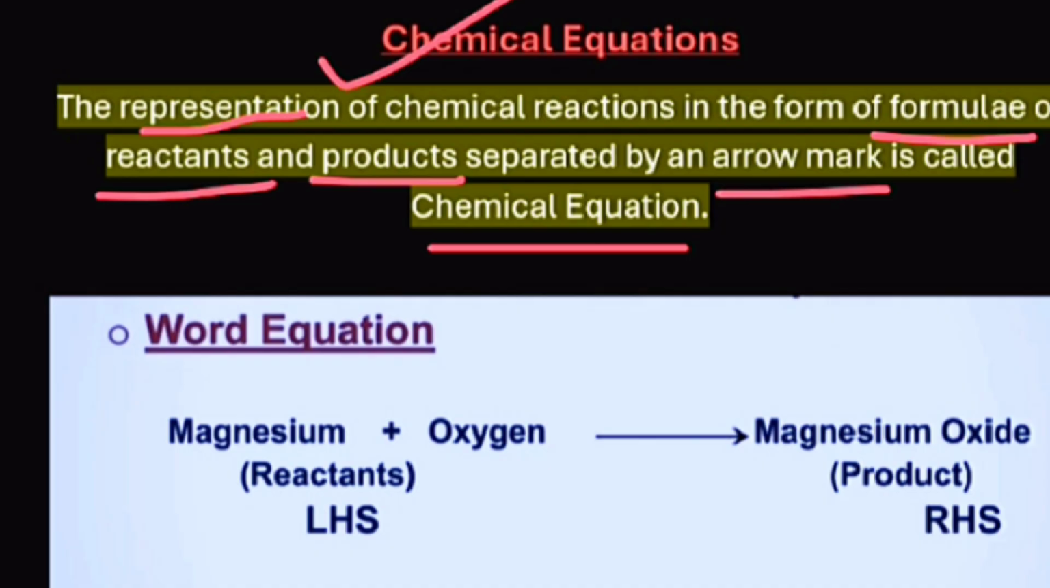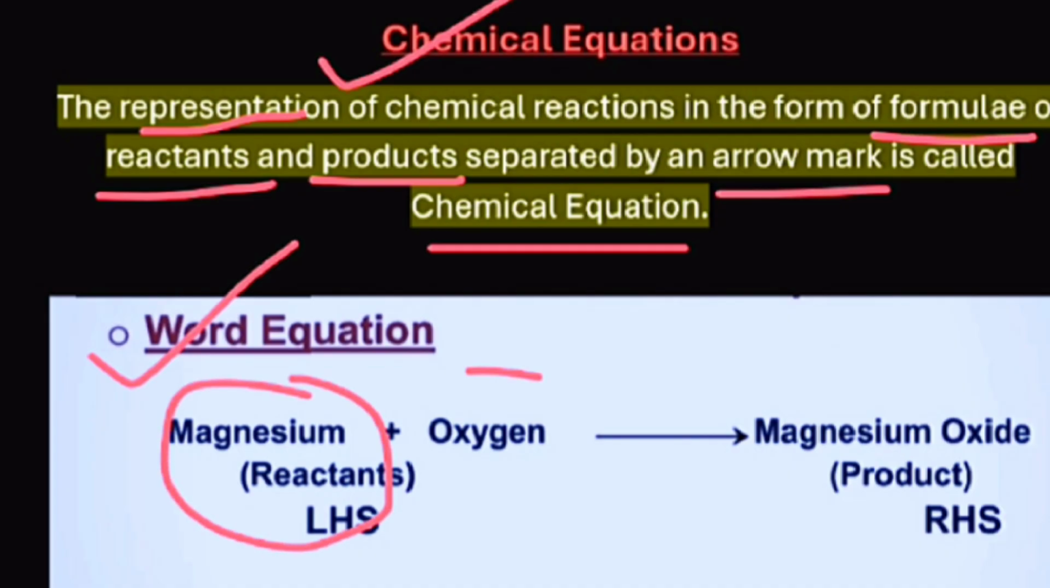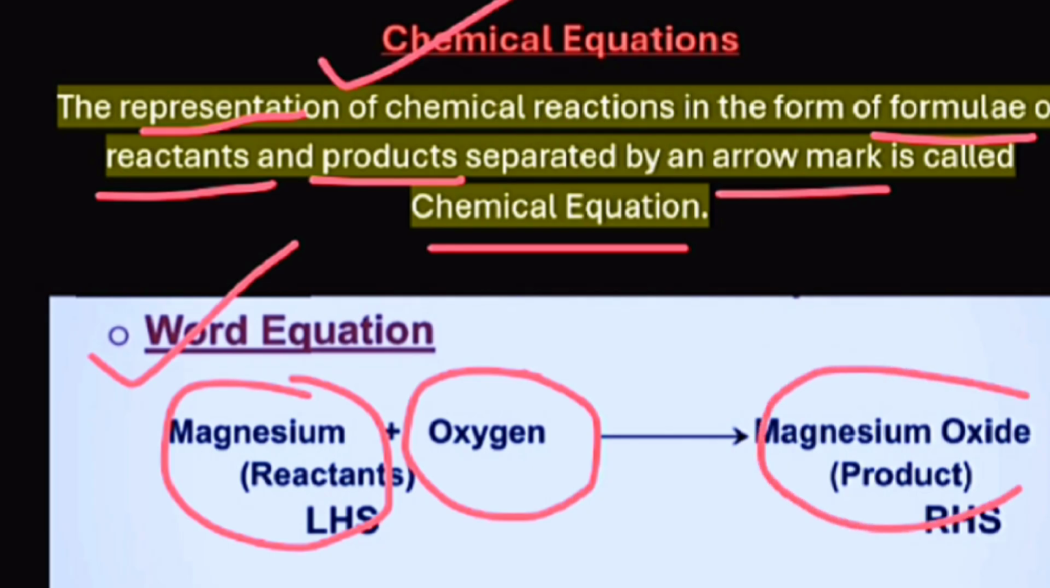So it can be a word equation. For example, magnesium is a reactant, and oxygen is also a reactant. They are reacting with each other and producing magnesium oxide, which is a product. So they are separated by an arrow. The products we have to write on the right hand side and the reactants are written on the left hand side.